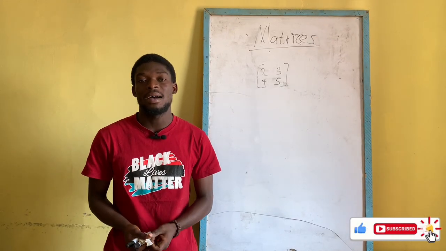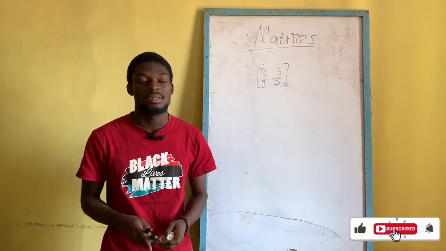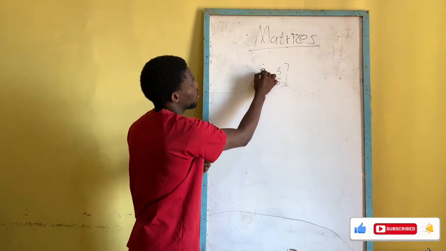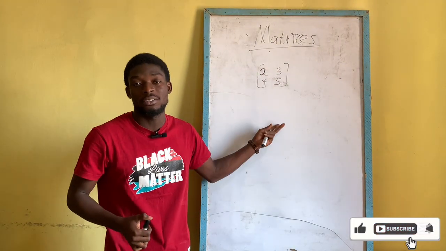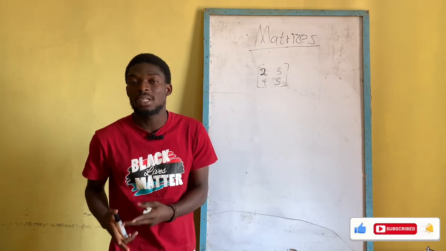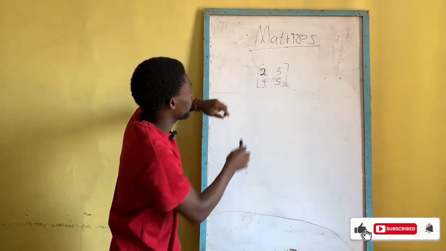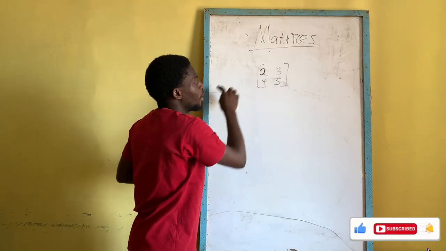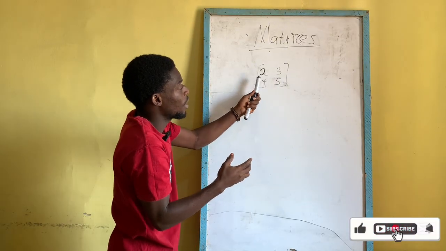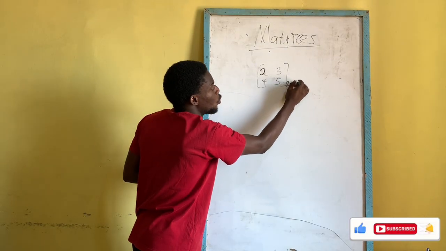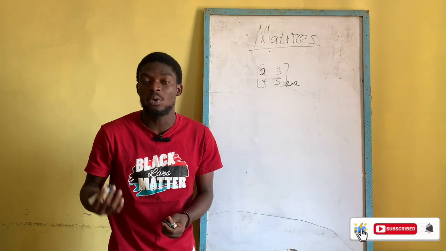Matrices are defined by their dimensions. In the sense that we have this particular matrix which is 2, 3, 4, and 5. So this is a typical 2 by 2 matrix. It is defined by its rows and columns. The elements 2 and 3 are the first row, and 4 and 5 are the second row. So this is a 2 by 2 matrix, or a 2 by 2 square matrix.